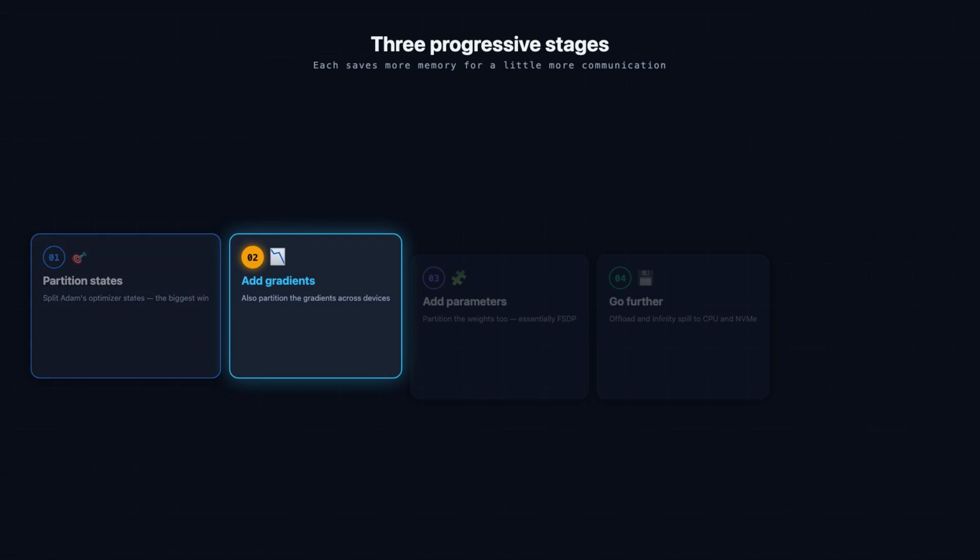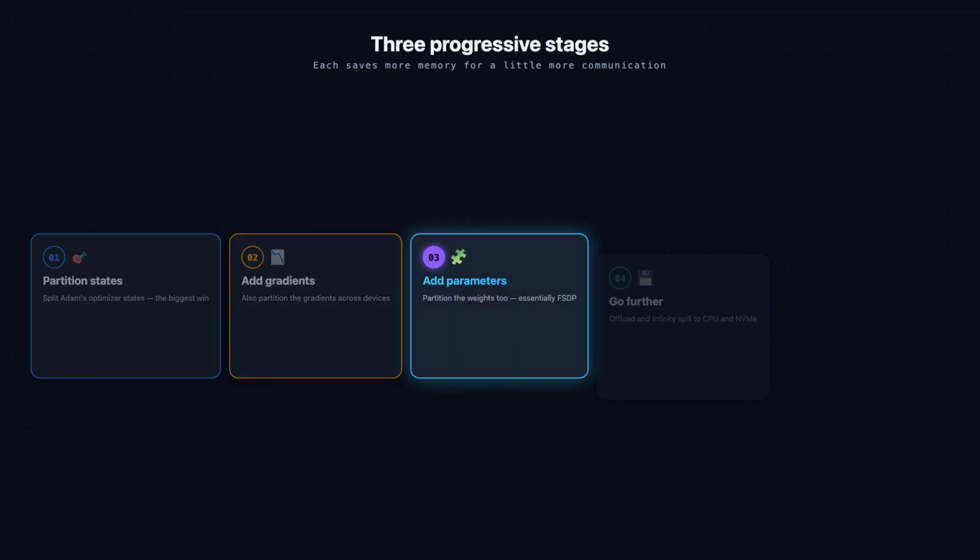The next stage keeps everything from before and adds the gradients to the partitioning. Instead of every GPU holding the full gradient tensor, each card ends up responsible for just its portion. More memory freed, at the cost of a bit more coordination between the devices during the backward pass.